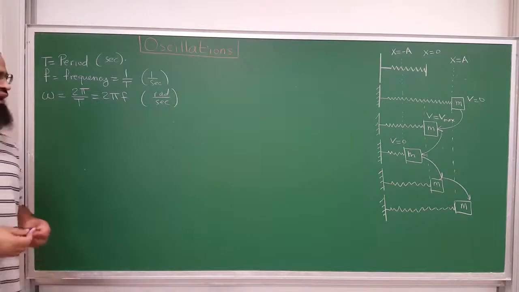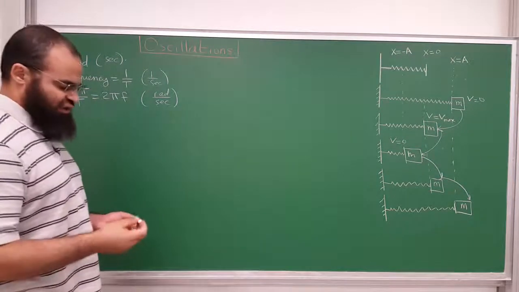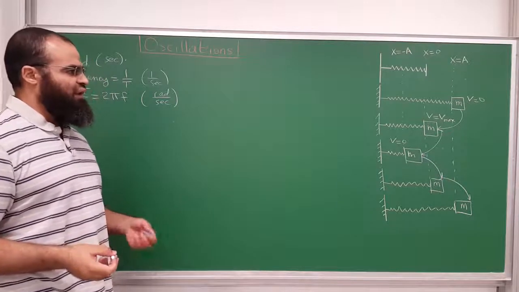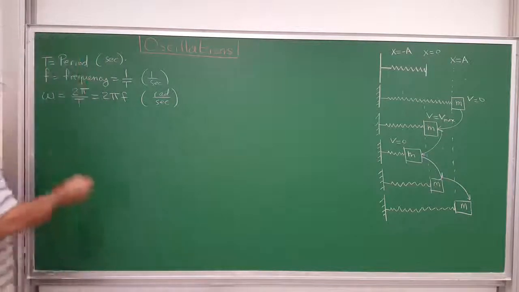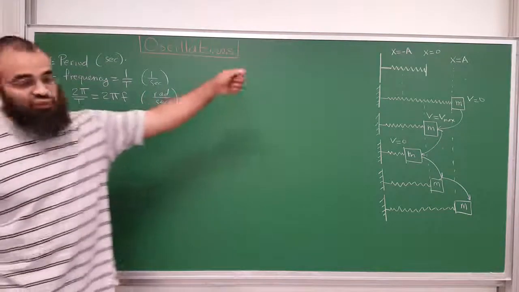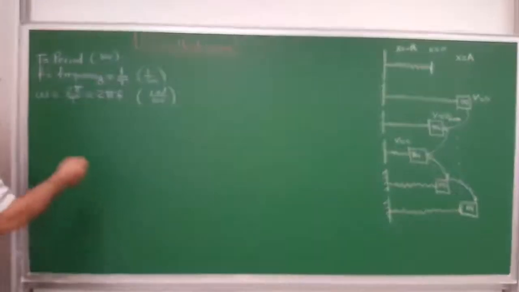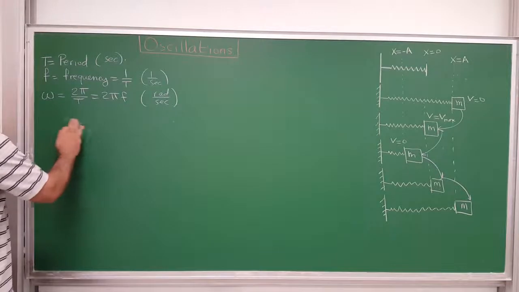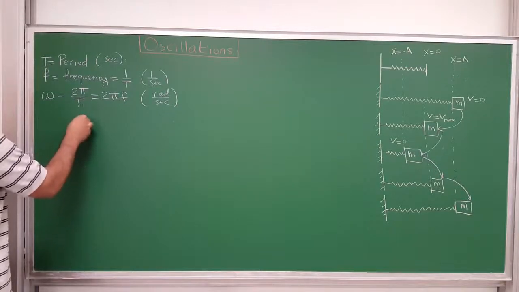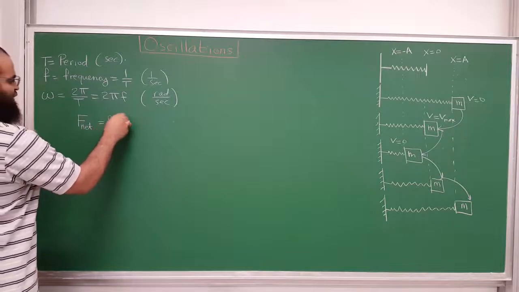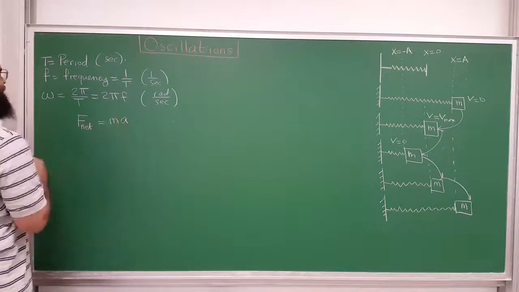So let's say you pull a mass on a spring, and we wish to understand the motion. What's the force on the mass at any position? The force on it is negative kx. Let me write down Newton's second law. The net force is equal to the mass times the acceleration.